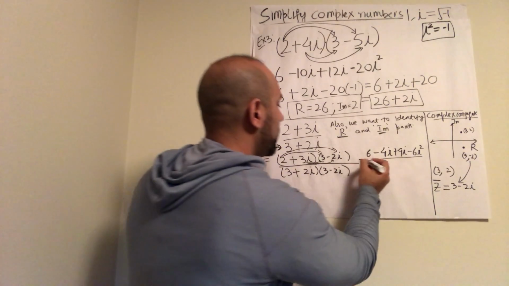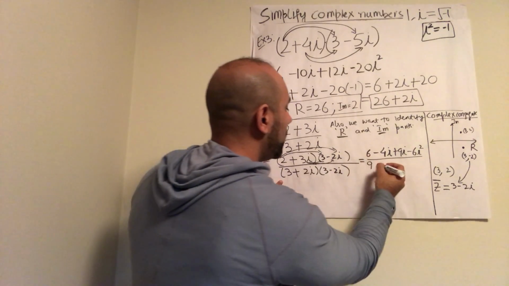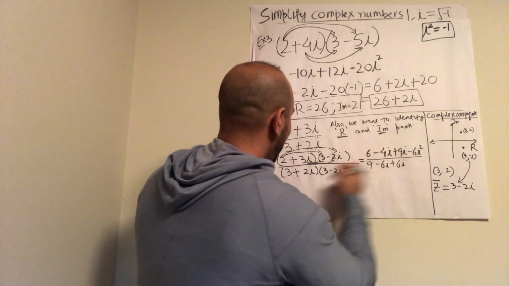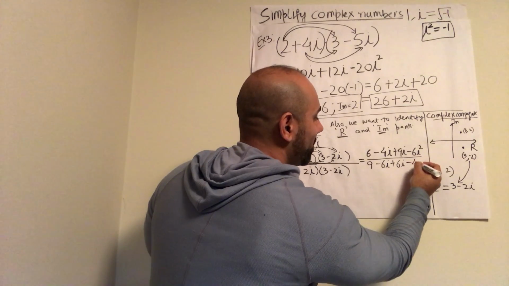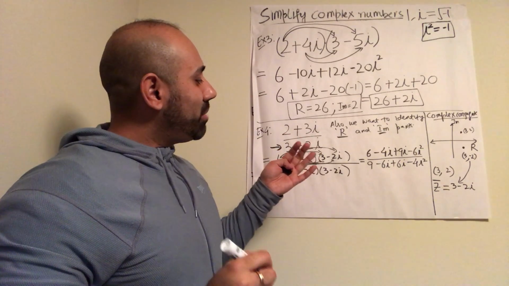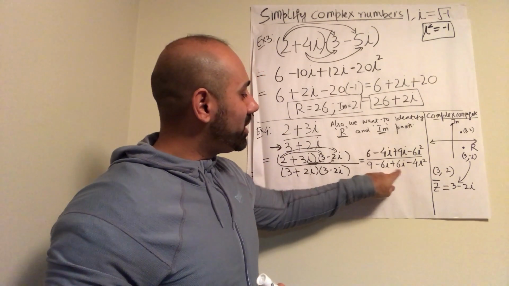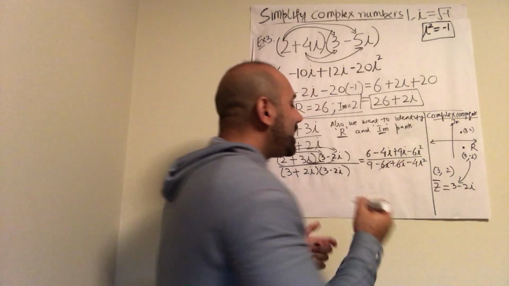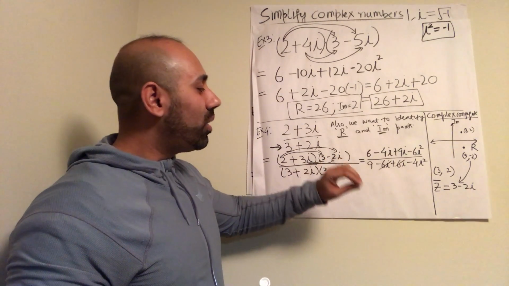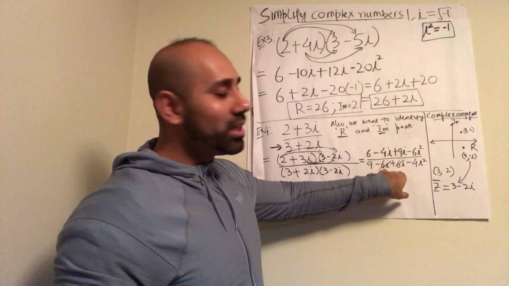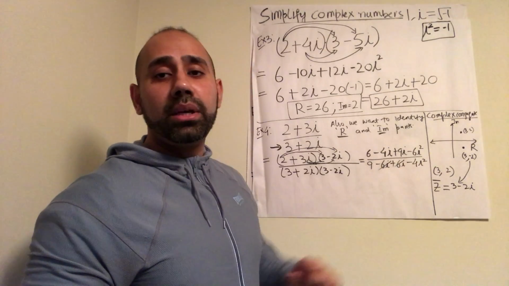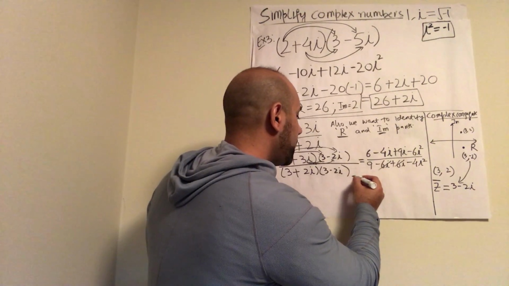3 times 3 is 9. Then 3 times negative 2, negative 6i. Then I have 2 times 3, positive 6i. And then I have positive 2, negative 2, which is negative 4, and i squared. So what's going to happen in the denominator, which you may already be able to see, is this positive 6i and negative 6i will cross out. And it's always going to be the case if we have multiplied the correct conjugate upstairs and downstairs. It's always going to be the case that the middle two imaginary terms will be crossed out.